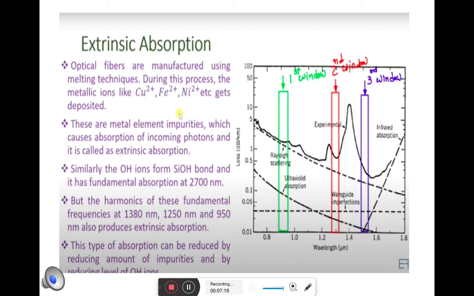Another factor that leads to extrinsic absorption is the SiOH bond, which forms from the OH ions and which has a fundamental absorption at 2700 nanometer. The formation of OH ions also has to be reduced to prevent extrinsic absorption. This SiOH bond has fundamental absorption at 2700 nanometer, and its harmonics are present at 1380, 1250 and 950 nanometer, which also produce extrinsic absorption.